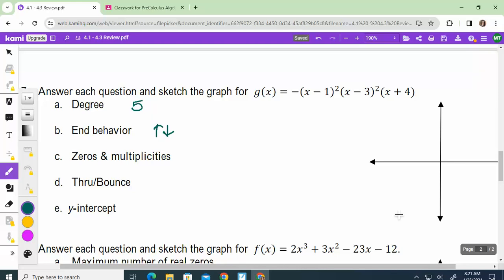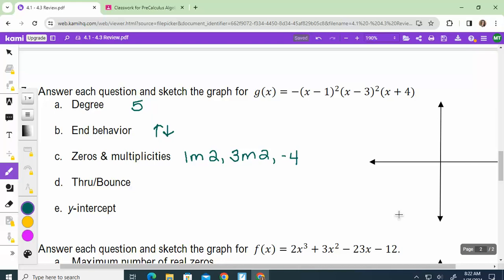Zeros and multiplicities. What makes x minus 1 equal 0? 1, multiplicity 2. What makes x minus 3 equal 0? 3, multiplicity 2. And the last one, make sure you include those multiplicities.